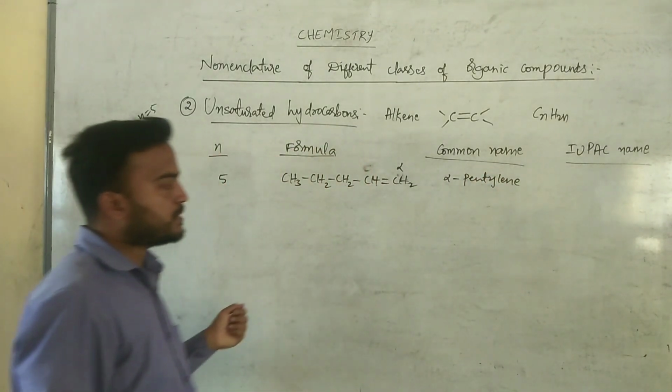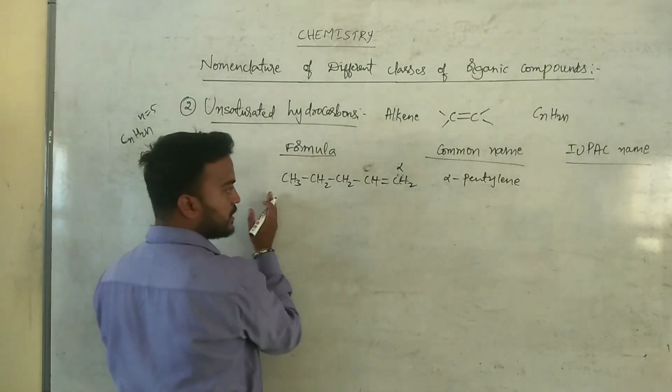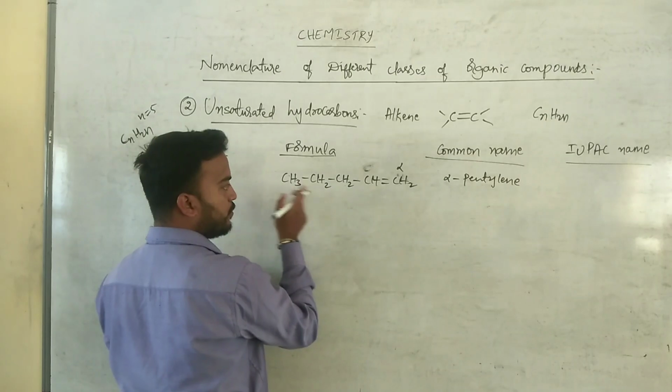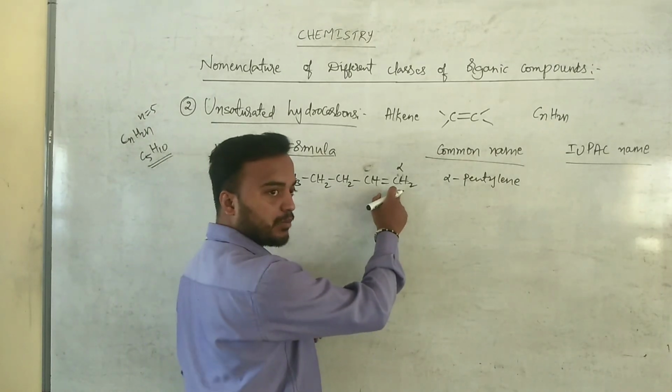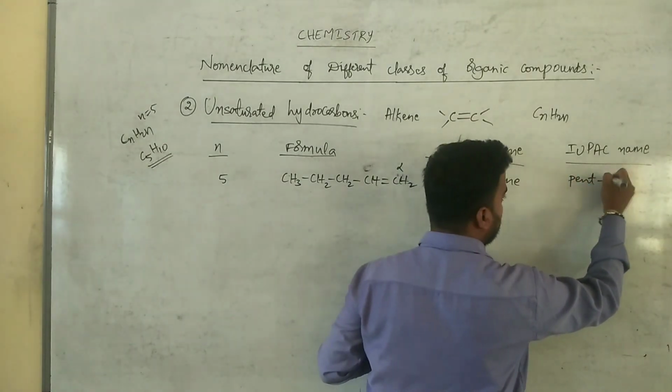So what is the IUPAC name? Numbering should start from this end to this end. 1, 2, 3, 4, 5. In which carbon atom is the double bond present? The first carbon atom. Therefore the IUPAC name is pent-1-ene.